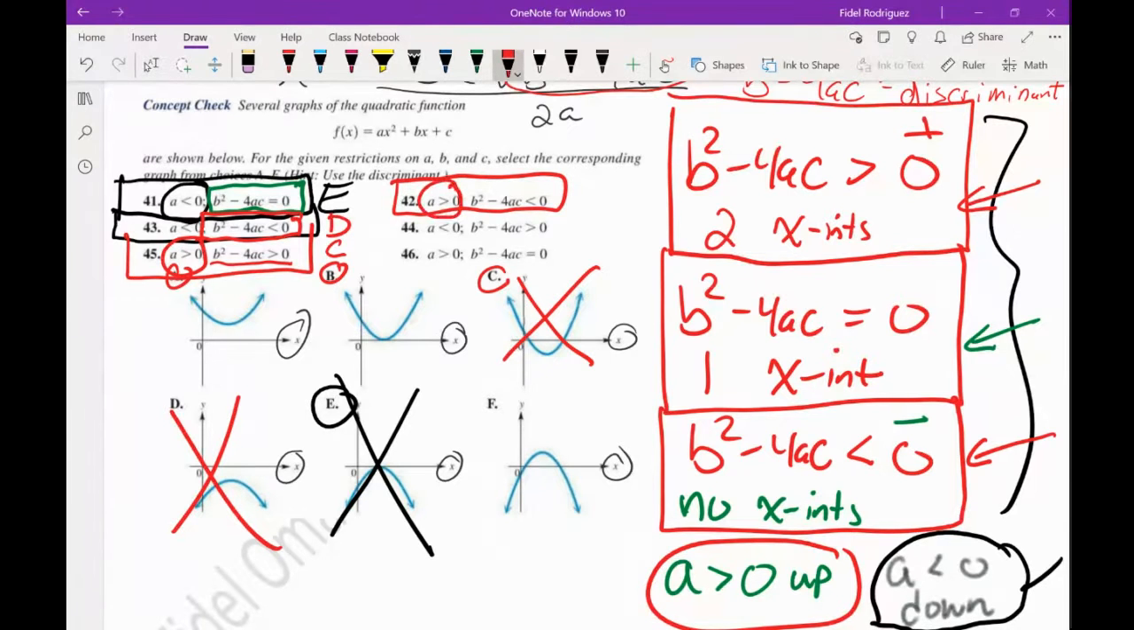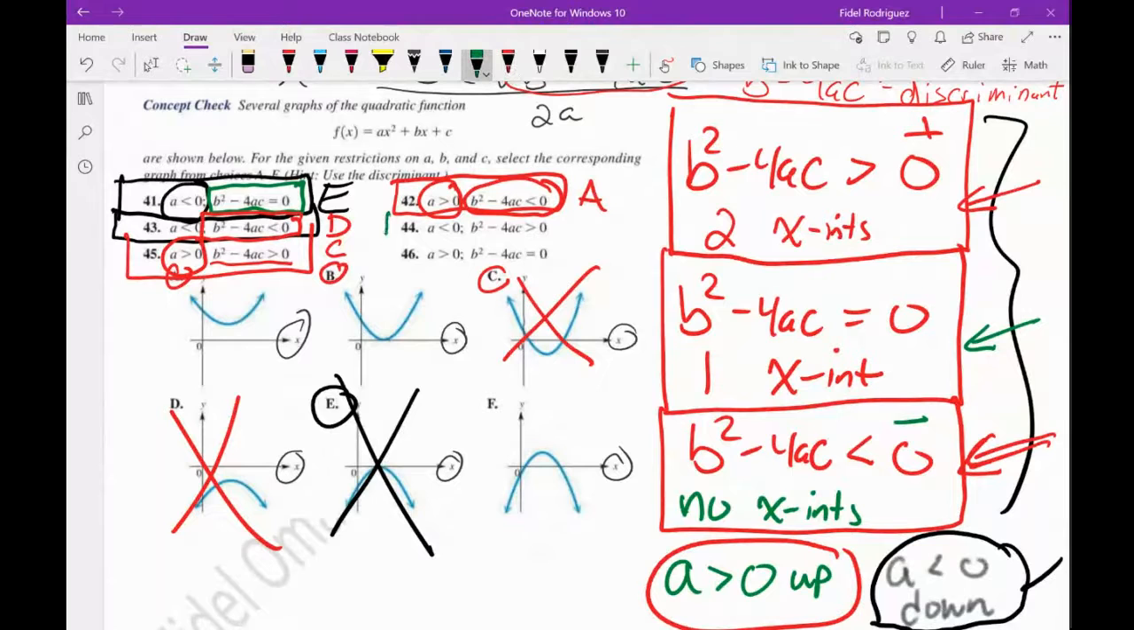So let's see. Okay, first thing, a is greater than 0. I know it's opening up, so it's going to be either A or B. The discriminant, this part inside, is less than 0, which tells me that we don't have any x-intercepts. So that one should be A, because it opens up and it doesn't hit the x-axis.